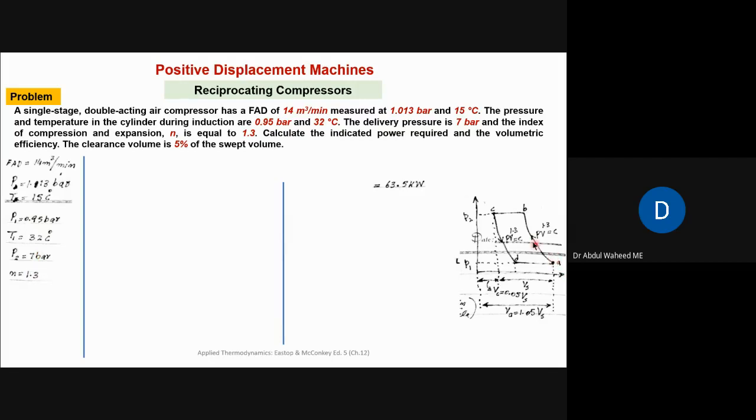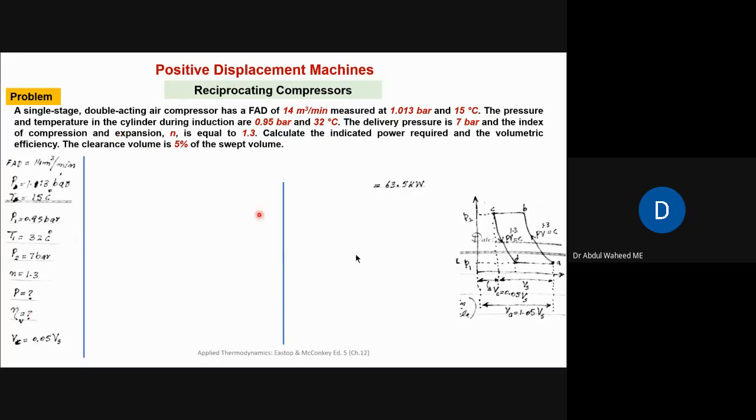And the index of compression means compression and expansion are following the law PV to the power 1.3. So we need to find out the indicated power and the volumetric efficiency. Here we cannot use the volumetric efficiency on the basis of actual conditions, because free air delivery is given. So that's why we have to calculate volumetric efficiency on the basis of free air conditions. So what else is given?